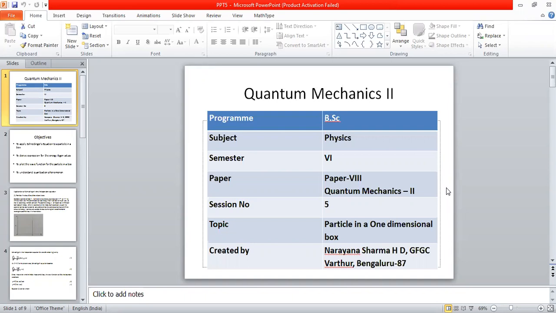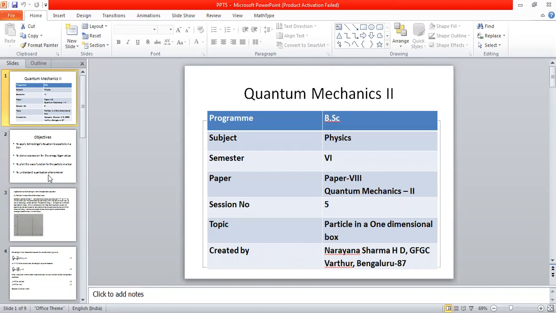Here I am continuing my discussion on quantum mechanics part 2, which belongs to the 6th semester BSc physics course. So this is my 5th session. Today I want to discuss one of the applications of Schrodinger's time independent equation, that is, a particle in a one-dimensional box.